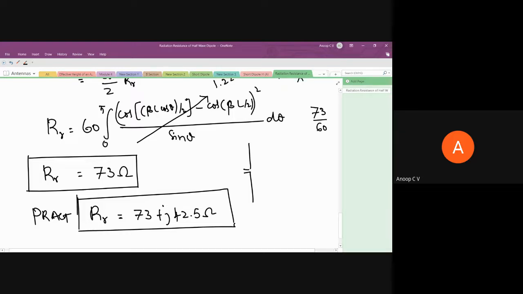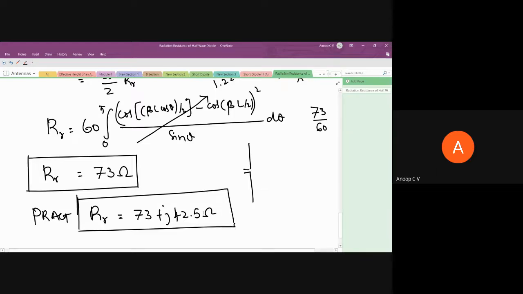Load impedance is 73 + j42.5 ohms. Mostly, we use transmission lines to feed the signal from the source to the antenna. It's actually a feed line, right? The transmission line is mainly used for feeding the signal from the microwave source to the antenna. So the antenna radiation resistance will be the load impedance as seen by the feed, right?